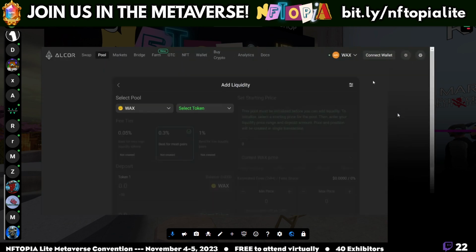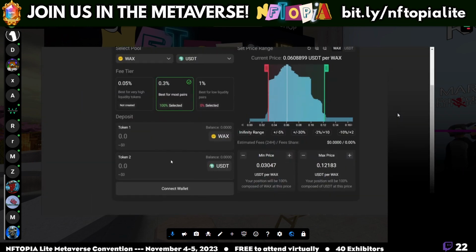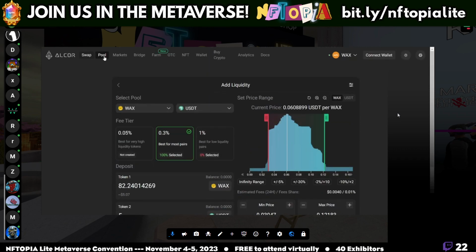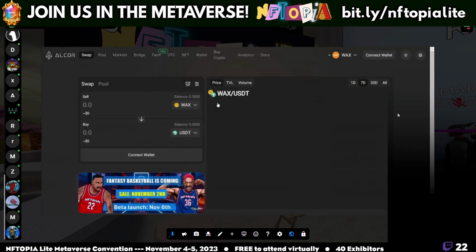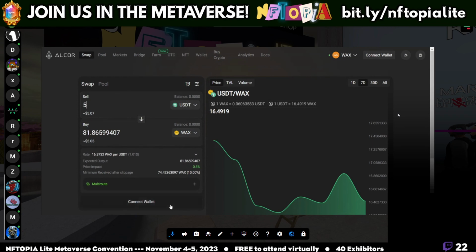So to provide liquidity, let's make it with Wax USDT. Let's say we want to provide 5 USDT and 82 wax, which is equivalent to 5 USDT. So what are you doing with this? Whenever you want to provide liquidity, what you're doing is setting up a pair in which you are providing the wax and the USDT to be traded for everyone that goes into Alcor swap, so that whenever someone wants to buy 5 USDT and they send the wax, they will be able to do it easily.